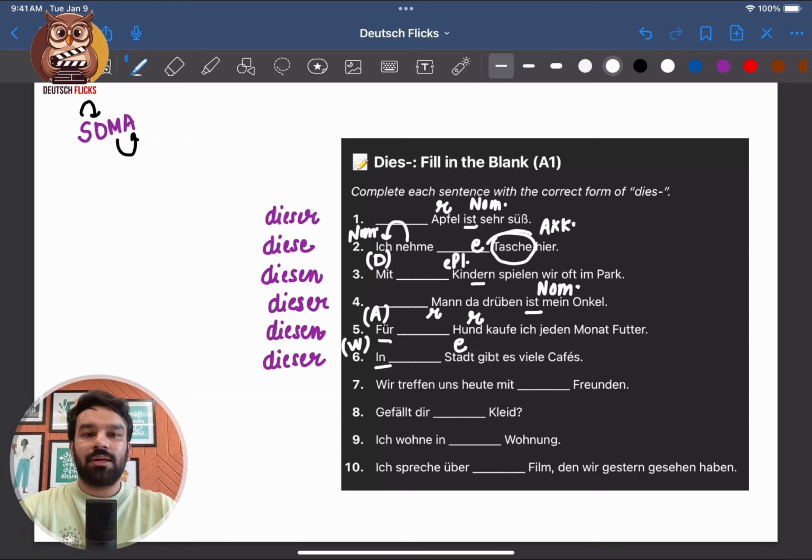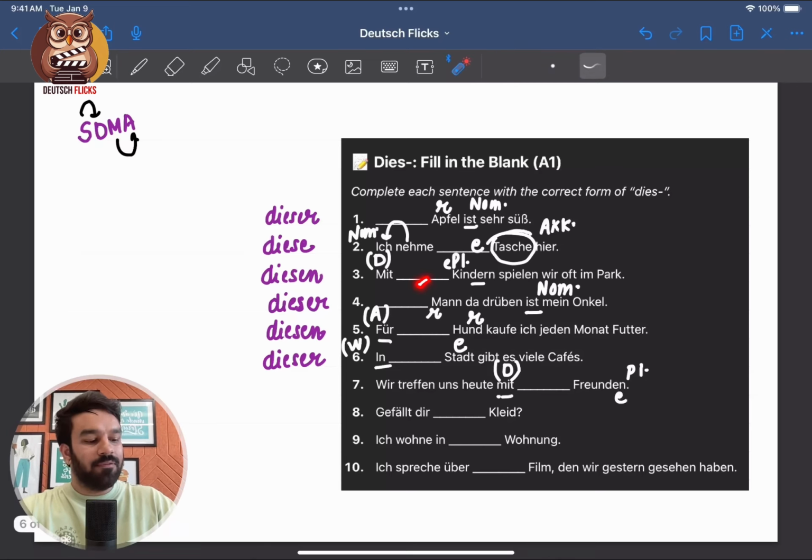Nummer 7. Wir treffen uns heute mit Lücke Freunden. So we are meeting today with friends. So we have plural at the end. Again preposition mit. We will give dative case. So what did we fill here? Diesen, right? Similarly in the 7th we'll fill diesen.